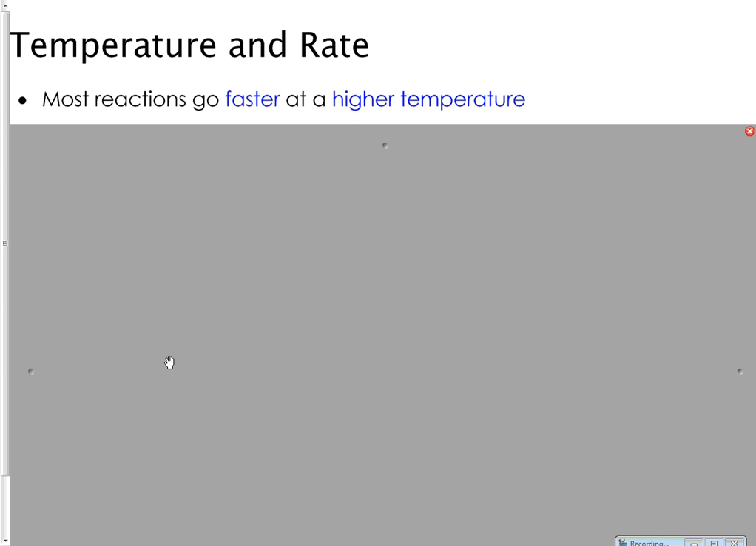This video is about the collision theory, and in your note packet, you should go to the section where it says chapter 14.5, temperature and rate. Think about the things that we've already learned. We already know that if you increase temperature, the reaction's usually going to speed up or go faster. And we're going to talk about why that happens in this video.